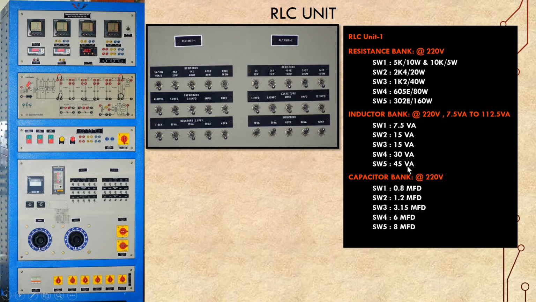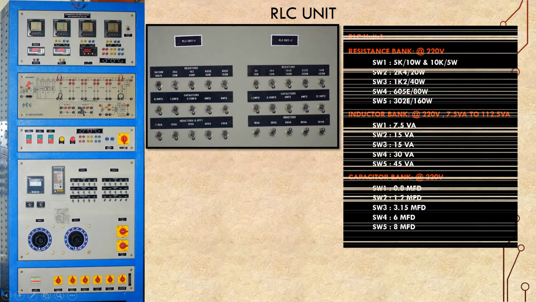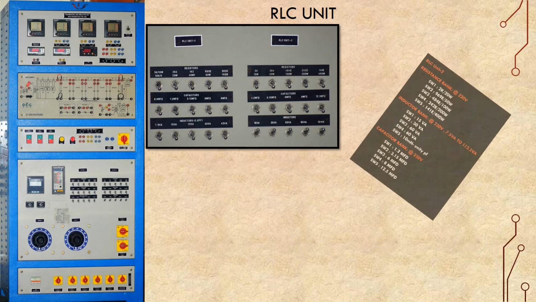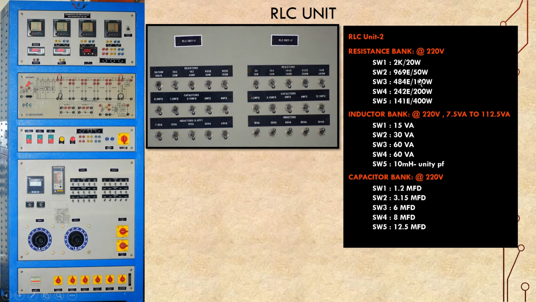So like that, if we change the switch terminals, then the corresponding value of VA will be added in the transmission line. That much will be the compensation if we use RLC unit 1 and 2 as the compensation terminals. Similarly, RLC unit 2 has this sort of values for each switch position.